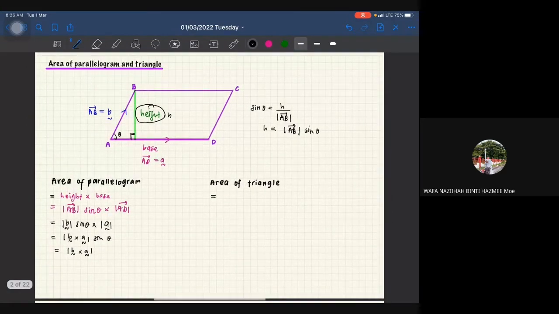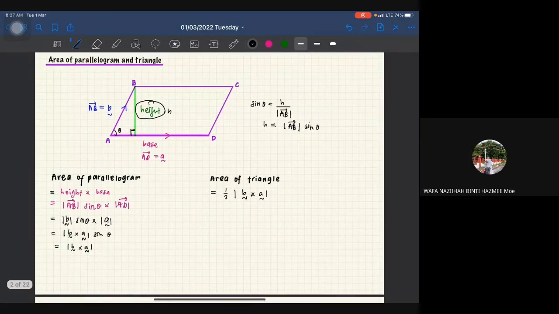Okay, so itu adalah formula untuk area of parallelogram. Okay, so kalau nak cari area triangle, so kita akan bahagikan dengan 2 sahajalah. Just divide it by 2. Settle.